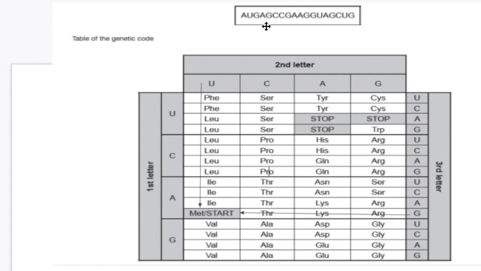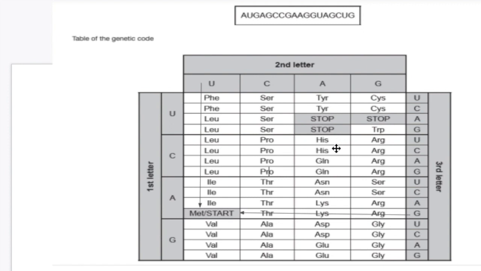And then also bear in mind that if perchance you arrive at a stop codon at any point in time, the chain is going to stop growing, even if you have other codons in that chain. That stop codon means the chain is going to stop growing.